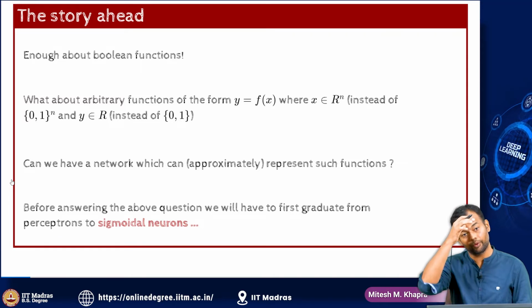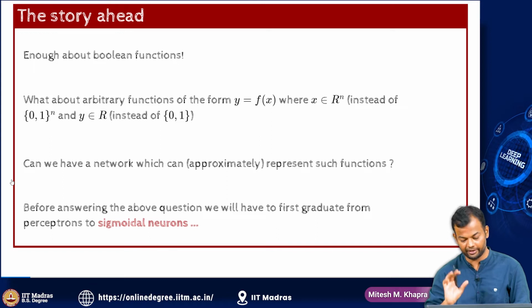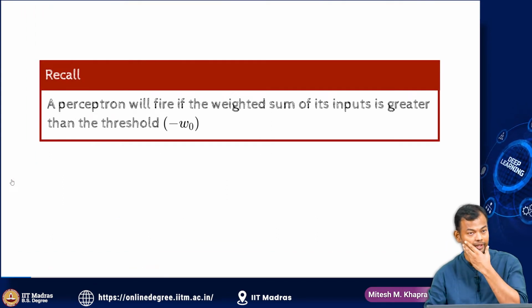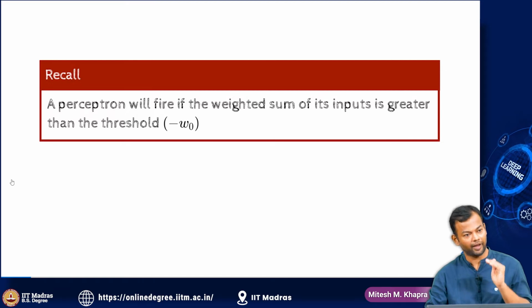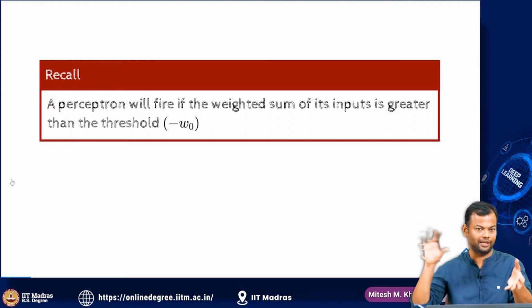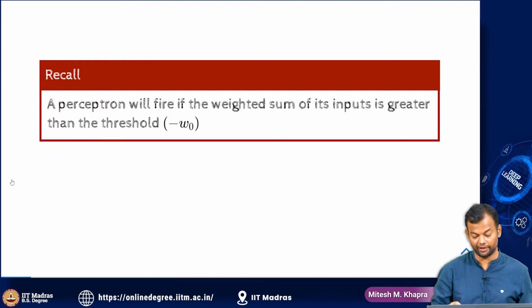So before answering the above question, we'll first have to graduate from perceptrons to sigmoid neurons, right? So that's the first thing that we're going to do. Recall that when we are dealing with perceptrons, a perceptron fires when the weighted sum of its input is greater than the threshold, right? And we had this thing that theta is equal to minus W naught, because we move it to the other side of the equation.